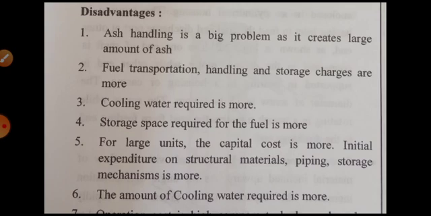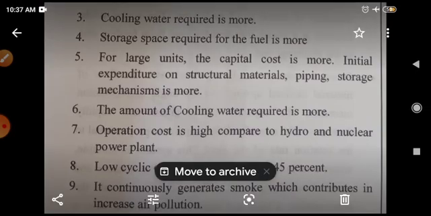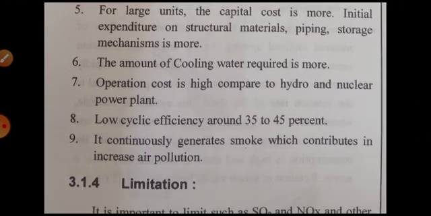Then cooling water is required more. As we have seen, for condensation of the exhausted steam, we need an abundant amount of cooling water. Then operation cost is high compared to hydro and nuclear power plants, as a large amount of coal has to be transported. Transportation cost is a very big factor in the cost consideration of coal, and coal is also a fuel which is costly.